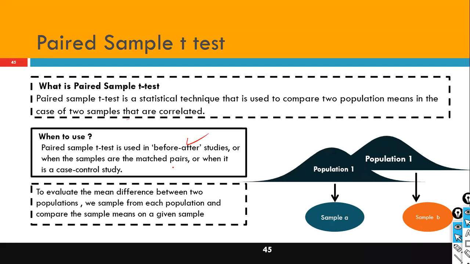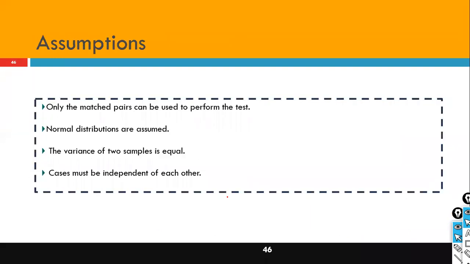When the samples are matched pairs, or when it is a case control study, we sample from each population and compare the sampling. If you want to do some kind of before and after studies, in that kind of situation, you can use the dependent sample t-test. The assumption is that only the matched pairs can be used to perform the test. In the previous case, the groups should be independent, whereas here the groups should be paired. And normal distributions are assumed.